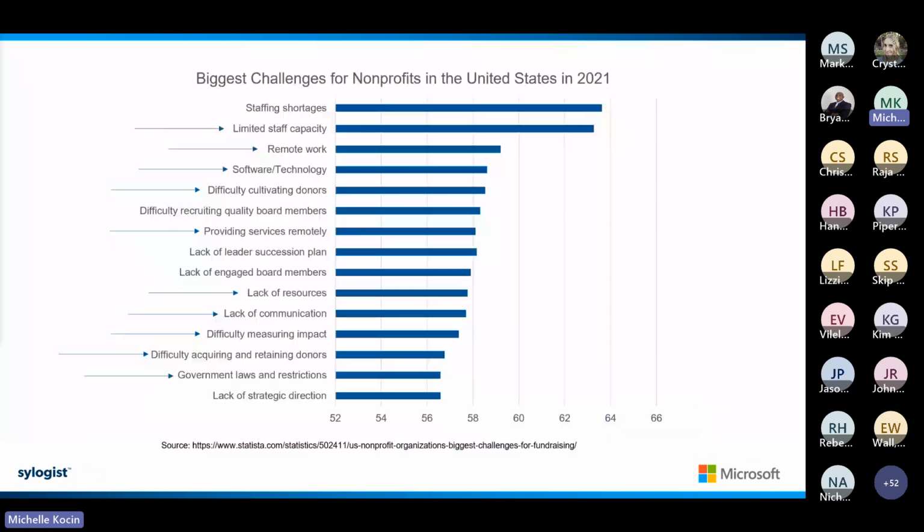The first thing I wanted to start with is this survey from Statista, I think it's called, of nonprofit employees in 2021. The major issues that they cited were staff shortages, limited capacity, remote work, software and technology, difficulty cultivating donors, and then the list goes on, but everywhere there's an arrow is something that we're going to address today.